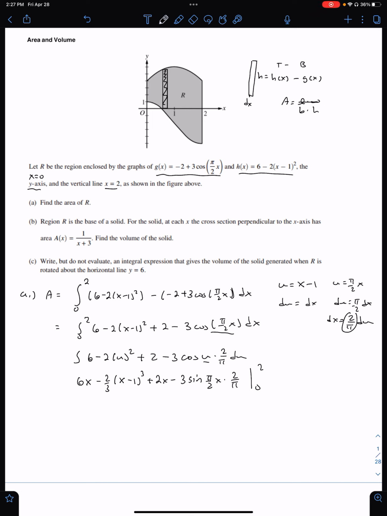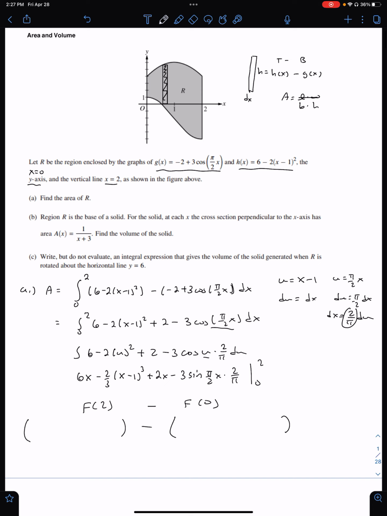And now we just do the FTC. F of 2 minus F of 0. It's not going to be pretty, but we're not going to simplify it. Plugging in 2, we're going to get 12 minus 2/3. Plug in 2 here, we get (1) cubed, times 1. Plus 4 minus, now this is interesting.